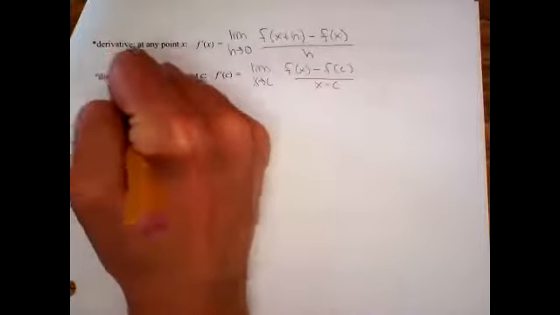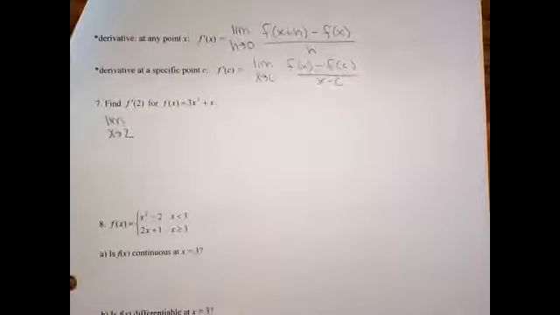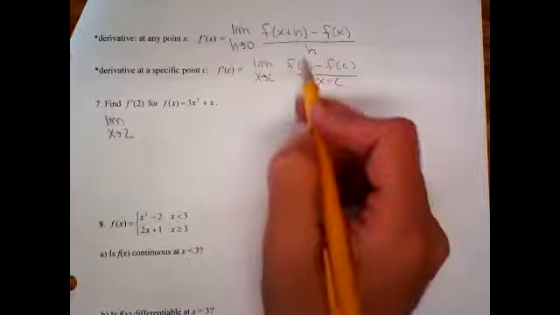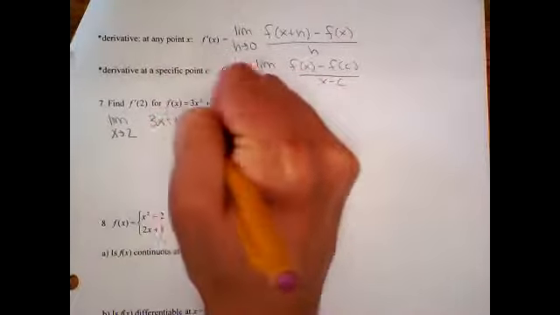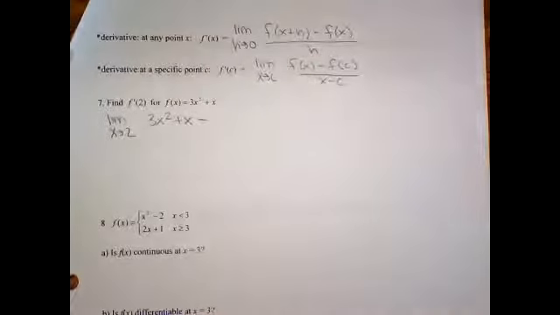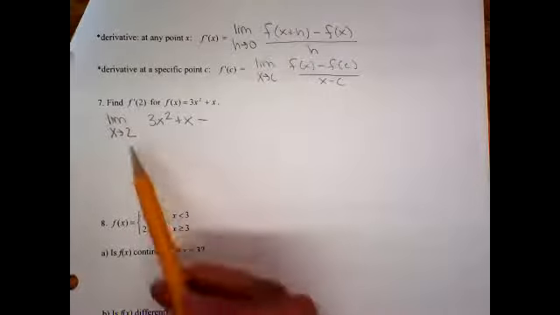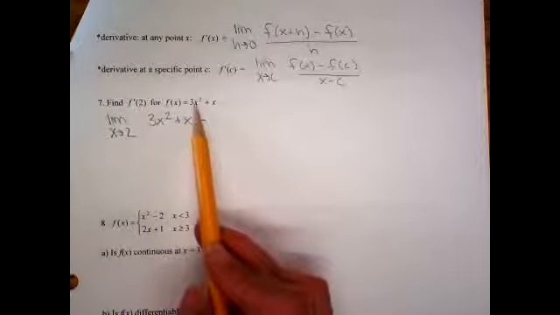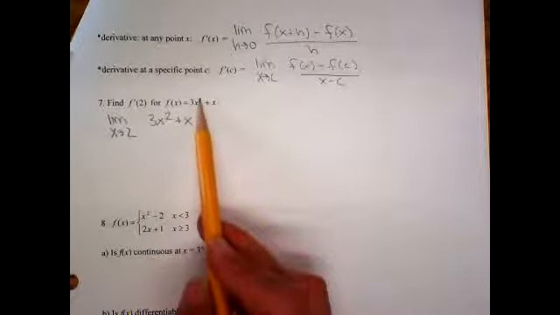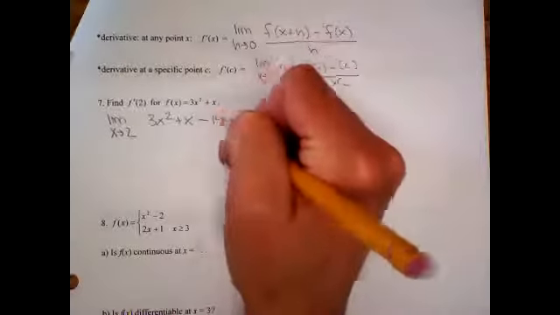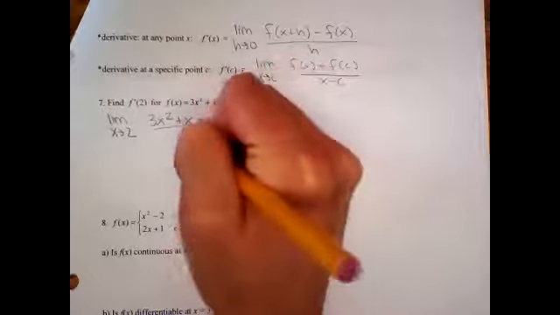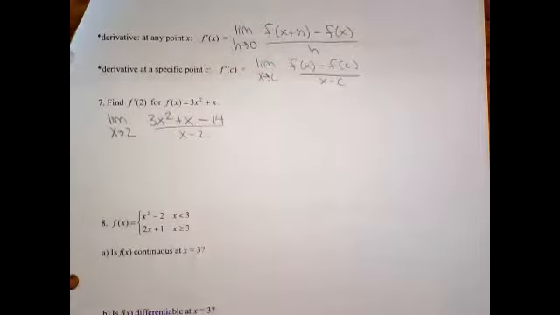So it'll be limit as x goes to 2. And then it says f of x, so, okay, the function minus f of c, and c is 2. So we're going to plug 2 into this and see what we get. All right, 2 squared is 4, times 3 will be 12, plus 2 will be 14. And then over x minus 2. Spoiler alert, it's going to be indeterminate. You're going to have to factor this.